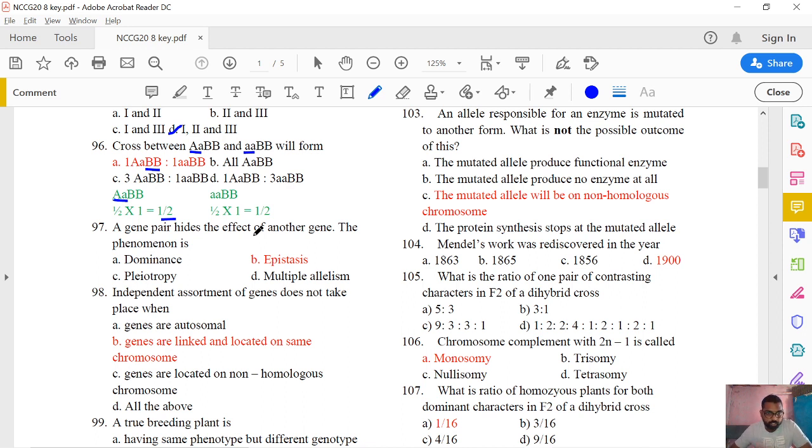Pleiotropy is actually one gene affecting many characters. Multiple allelism is again many alleles of the same gene. So it is epistasis.